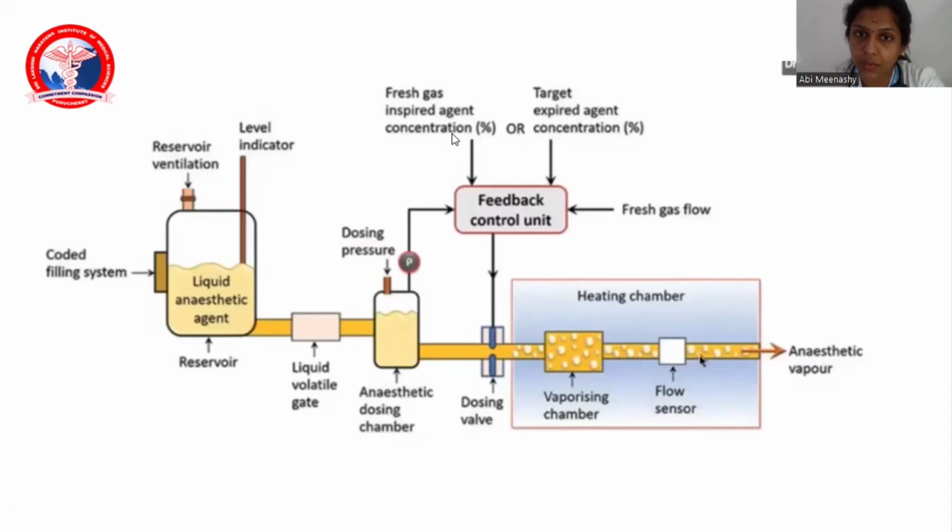According to your fresh gas flow, the computer will decide how much liquid it needs, how much vapor to turn into, and it will take only that amount of liquid and turn it into a vapor, and this vapor will be injected into the fresh gas flow. Everything depends on target expired agent concentration and fresh gas concentration.